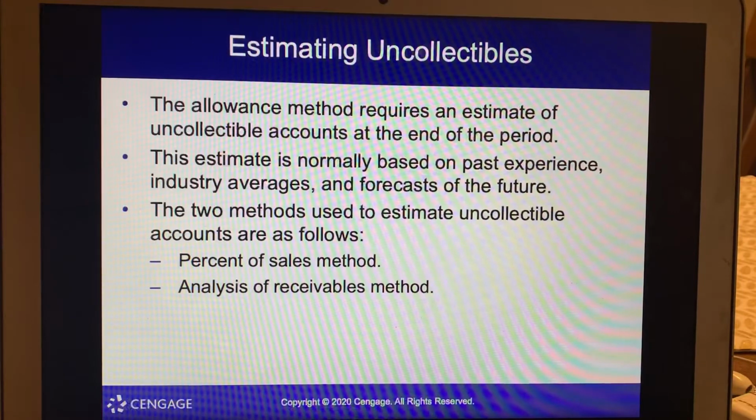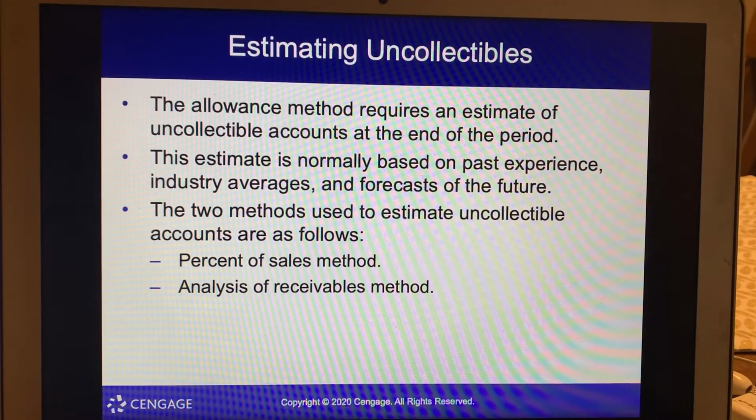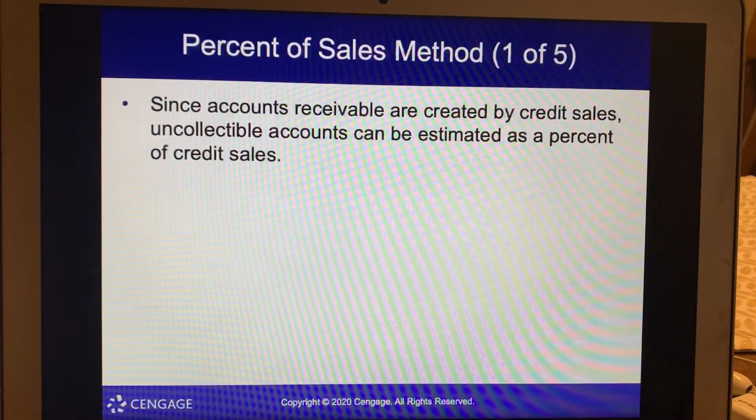Estimating uncollectibles. The allowance method requires an estimate of uncollectible accounts at the end of the period. This estimate is normally based on past experience, industry averages, and forecasts of the future. The two methods used to estimate uncollectible accounts are as follows: percent of sales method and analysis of receivables method. So those are two important things to take into account and ways of creating that allowance for doubtful accounts.